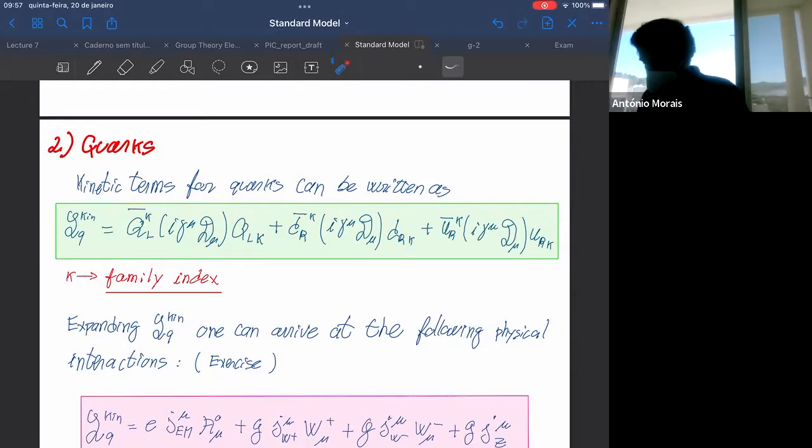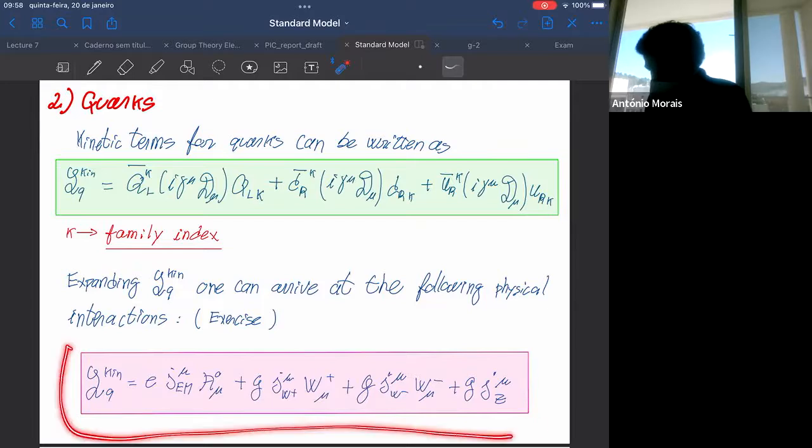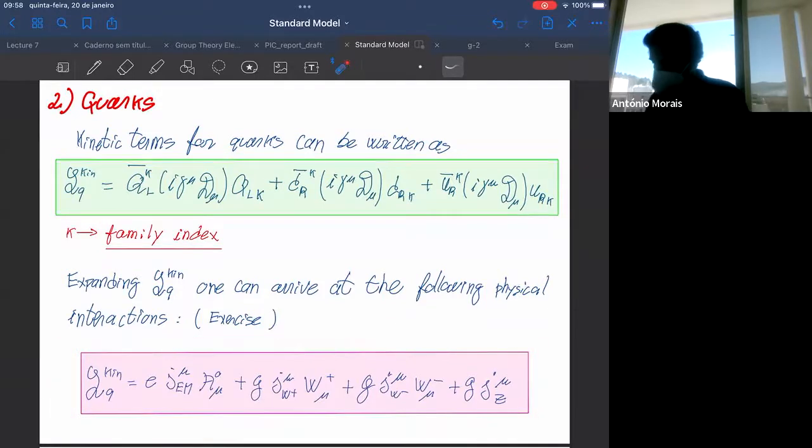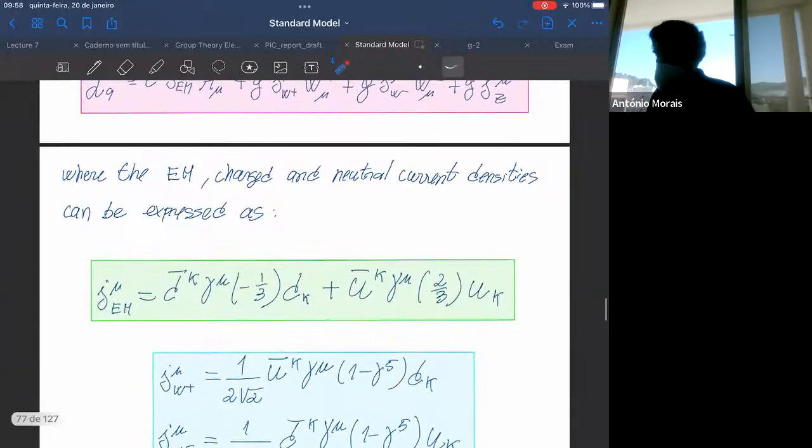So one of the exercises that I will ask you to do is to expand these kinetic terms and arrive at this Lagrangian that is here, where you identify the currents, basically. So here, the weak ones. Then I will define a little bit better if I want to write this in terms of the G couplings or the E couplings, or if I want to put some family non-universality based on what we are going to discuss today, of course. But this will be left as an exercise to show that this is the form of the currents.